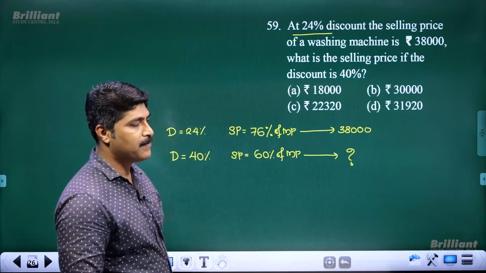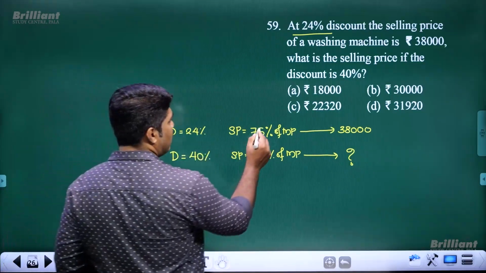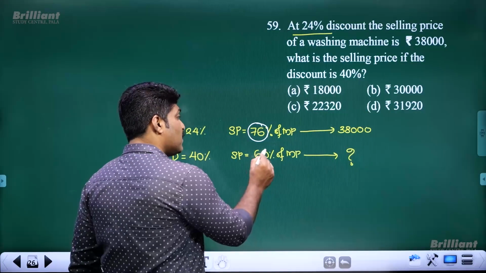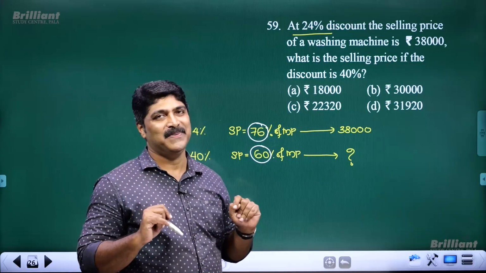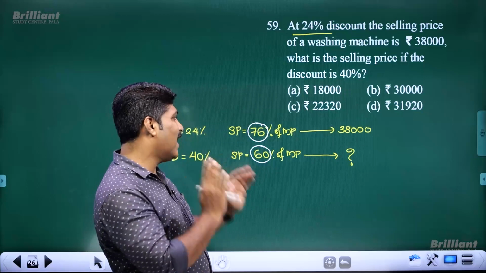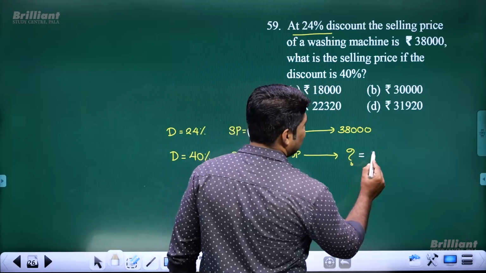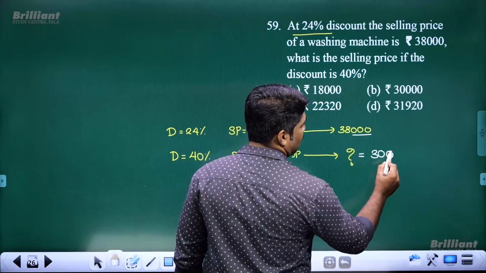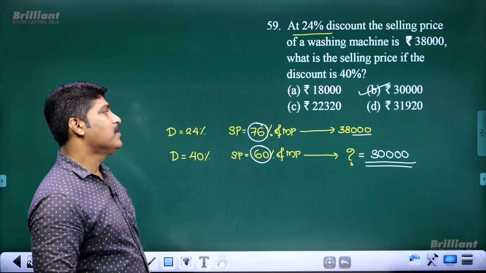That's a simple logic. Look at the values here. You have to focus on these values, simply 76. As 76 represents 38,000, then 60 represents how much? You have to catch the connection between 76 and 38. What is it? 38 is nothing but half of 76, right? 38 is half of 76. Then what is half of 60? That is 30. Got it? Put these 3 zeros here. Now we got the answer. This is equal to 30,000. Clear? So this is the direct approach.